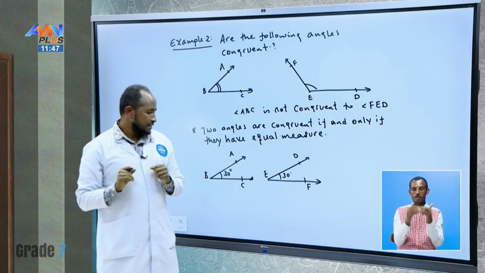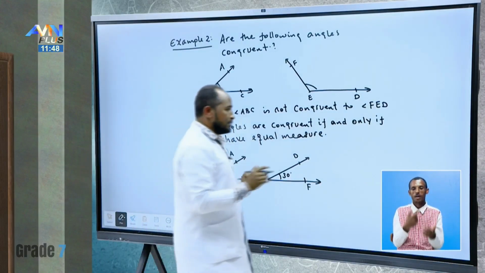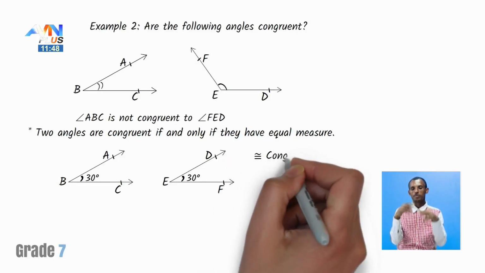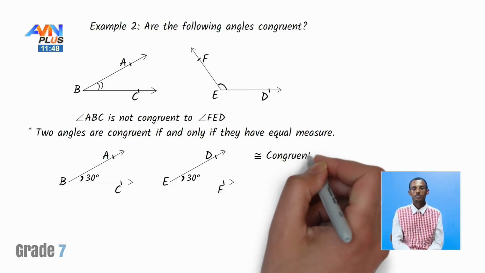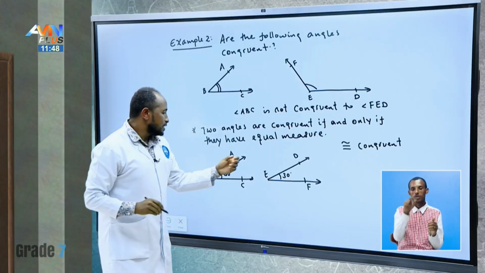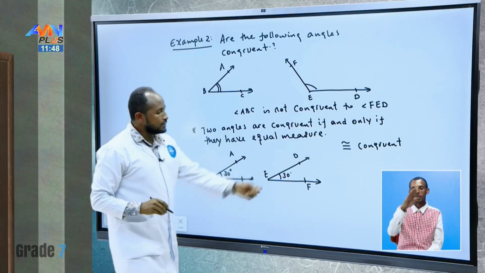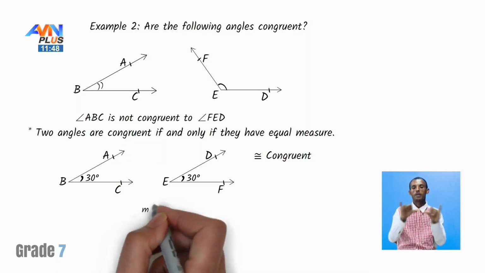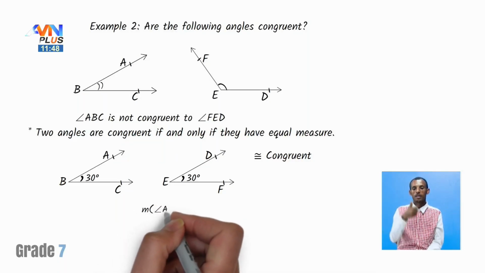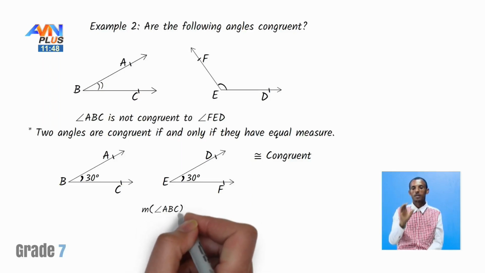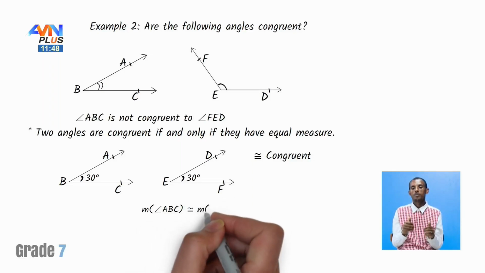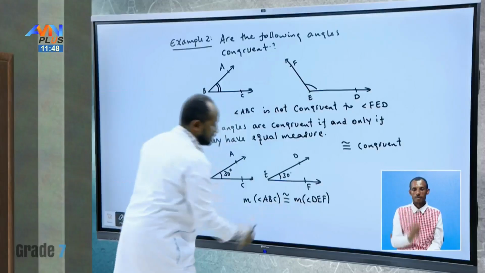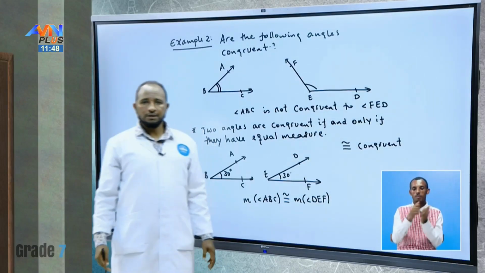Therefore, they are congruent. Here, let me write the symbol for congruent. This means congruent, the symbol. So, as you can see here, the measure of angle ABC is congruent to the measure of angle DEF. That's it. Now let's proceed to the next example.